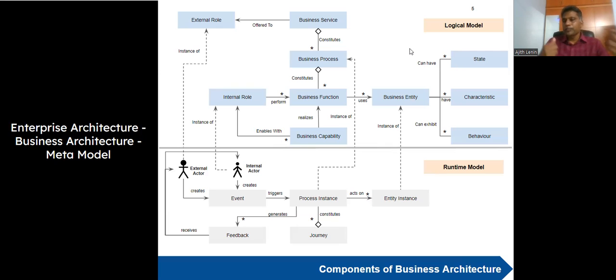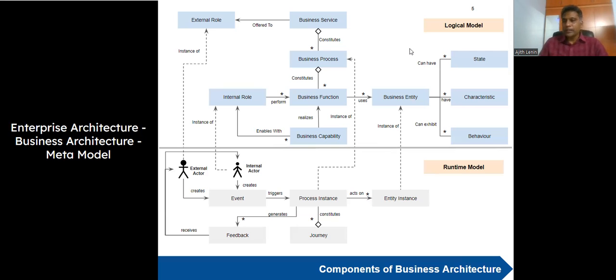So that internal role could be an employee, meaning a human, or could be a system itself, right? It could be a digital role as well. And this business function basically uses one or more business entities, right? So if I'm looking at an approval of the loan, or doing a credit verification, let's look at credit verification as a business function. That looks at the application, it looks at the documents. So these are business entities that the function is using, right?